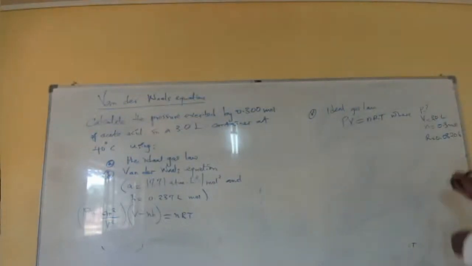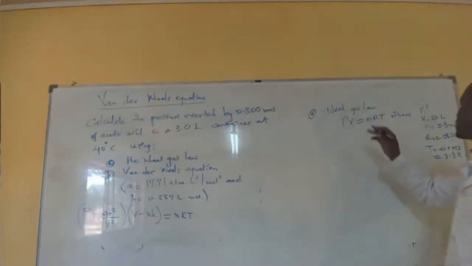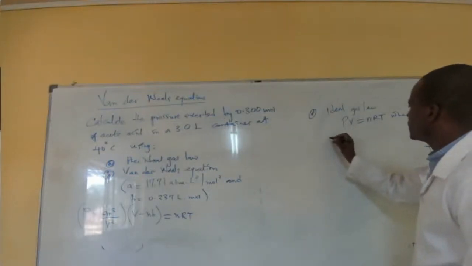Then the temperature, we are given as 40 degrees. Remember that the temperature must always be in kelvins. So we are going to add 273, so that will be equal to about 313 kelvins. Okay, so having done that, then we can calculate the pressure.